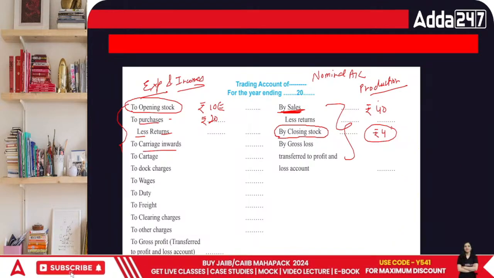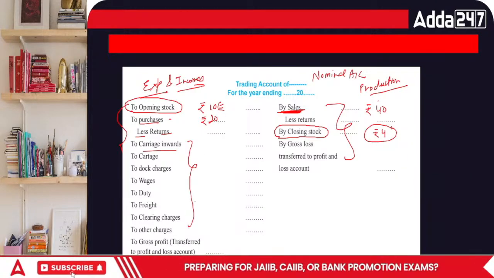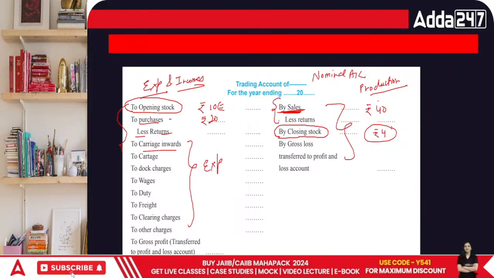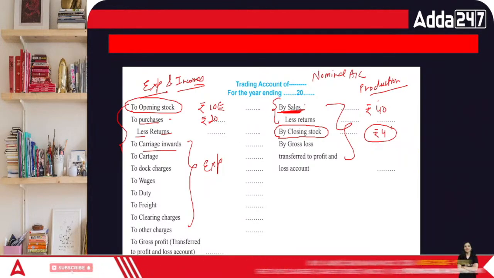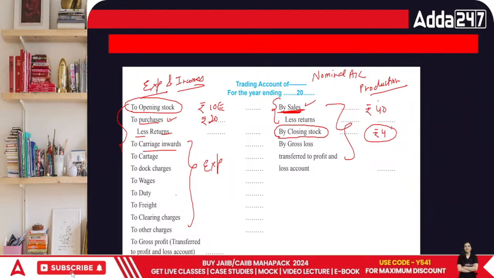What about the expenses that I'm incurring? These are the expenses that I'm incurring to earn the income for the year. And a reminder: the sales here is a sale of goods. The purchases here is a purchase of goods. It does not include any purchase of assets.